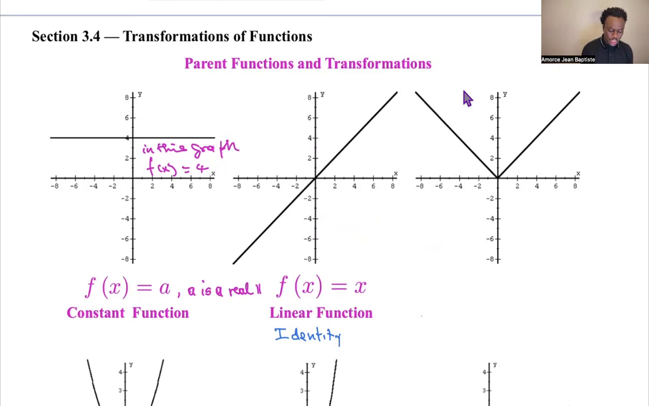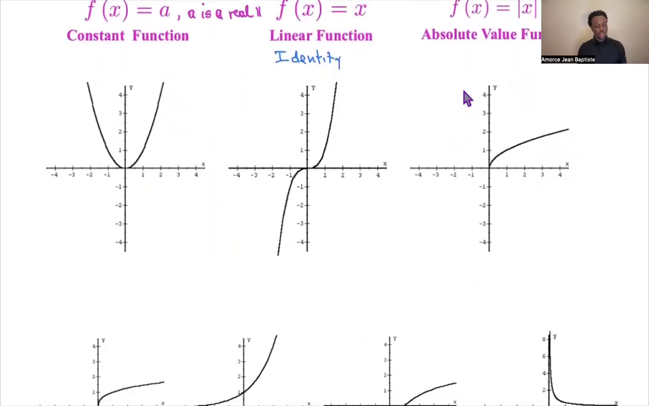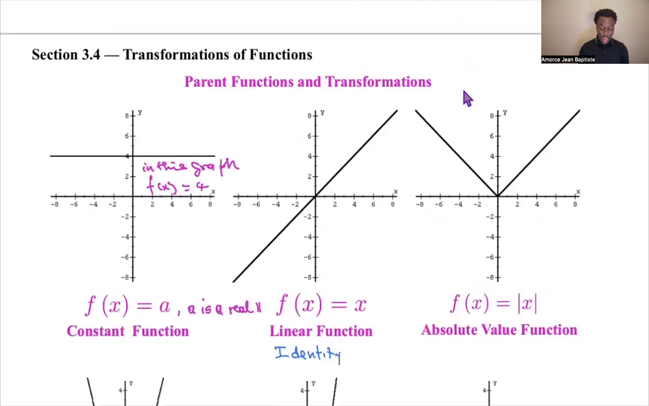The next function will be this graph. That's the shape for a function like this, and that's the basic function in this category, which has the equation f of x equals the absolute value of x. So obviously the name is absolute value function. We'll keep on going. You see the parabola here, a U shape. Remember, the absolute value function has a V shape.